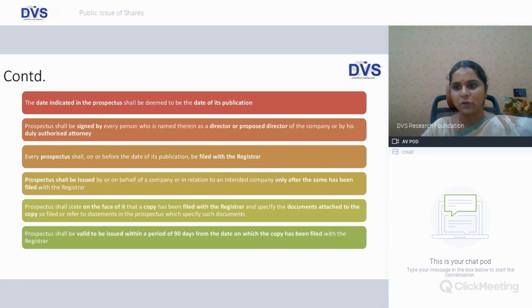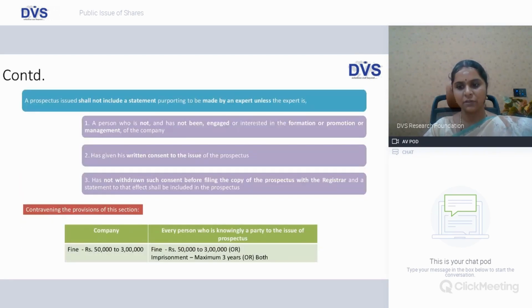The date indicated in the prospectus shall be deemed to be the date of publication, and the prospectus shall be signed by every person who is named therein as a director or proposed director, or by his duly authorized attorney. Such prospectus shall be filed with the registrar, and it shall be indicated in bold letters that it has been filed with the registrar. It shall also state that a copy has been filed, and the documents attached to it shall be mentioned either in the prospectus, or by reference to the statement in the prospectus which lists the documents filed along with it, in the respective form. And the prospectus shall be valid to be issued within a period of 90 days from the date on which it has been filed with the registrar.